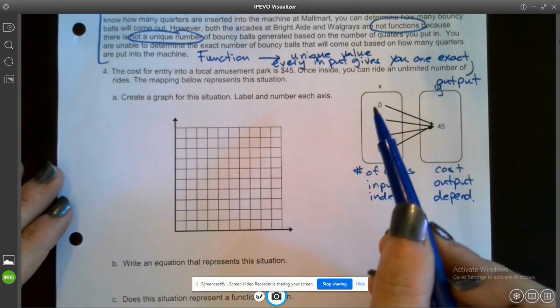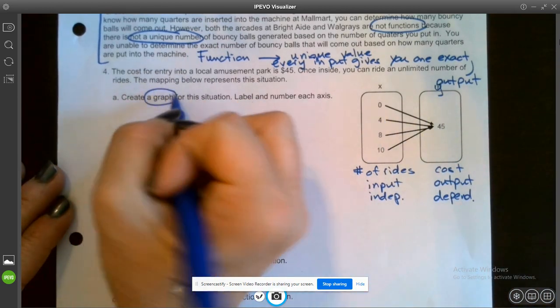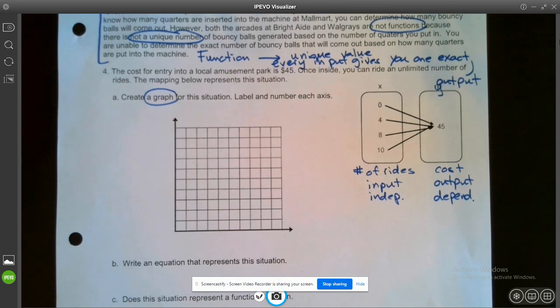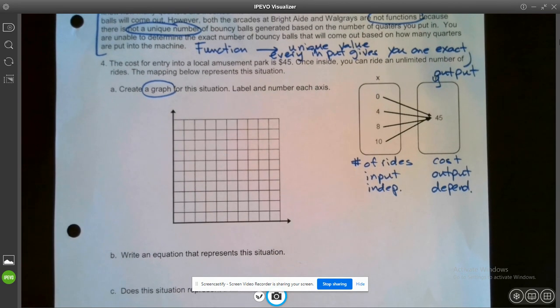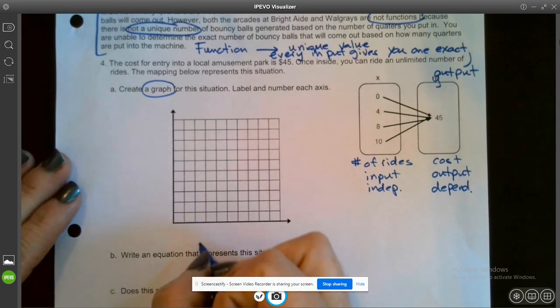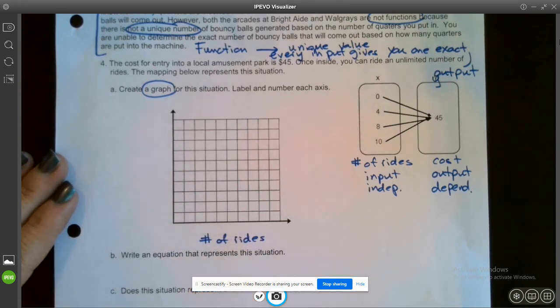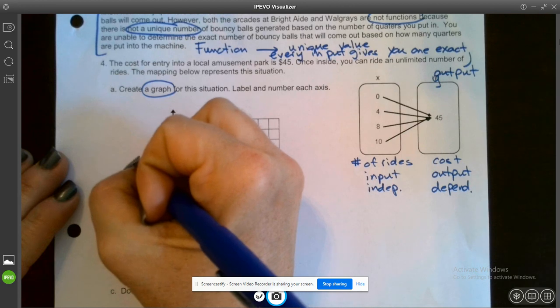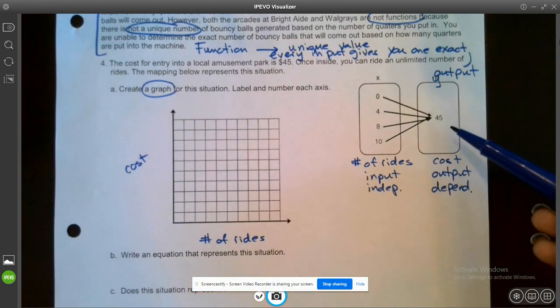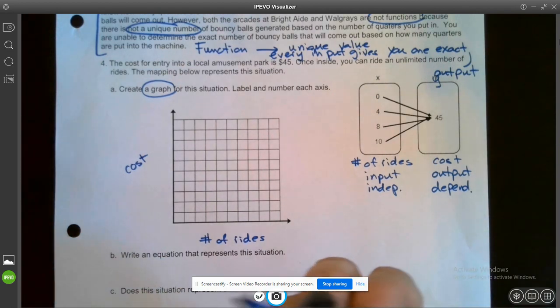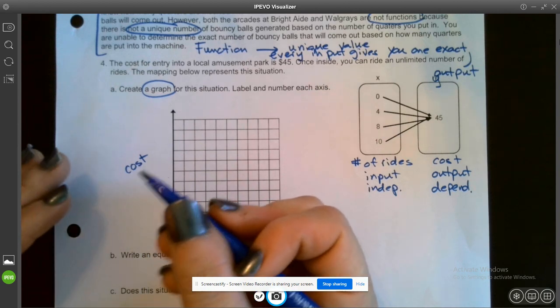So we examine the mapping. Now we're supposed to create a graph. So let's go for it. We've got to label and number the axes. That's kind of fun. Okay, so we know that X here is going to be number of rides, and the Y value is going to be the cost. Now our cost is going to be 45 bucks. Of course, you're going to buy food and all that stuff, but we're just talking about the entrance and being at the park.